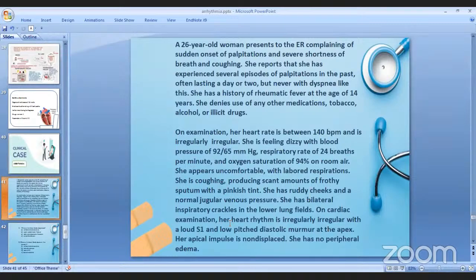On cardiac examination, her heart rhythm is irregular with a loud S1 and a low-pitched diastolic murmur at the apex. Her apical impulse is non-displaced, and she has no peripheral edema. So everything denotes that she has left-sided heart failure.